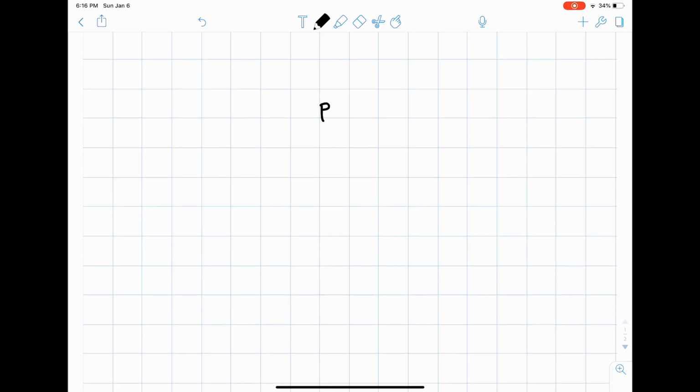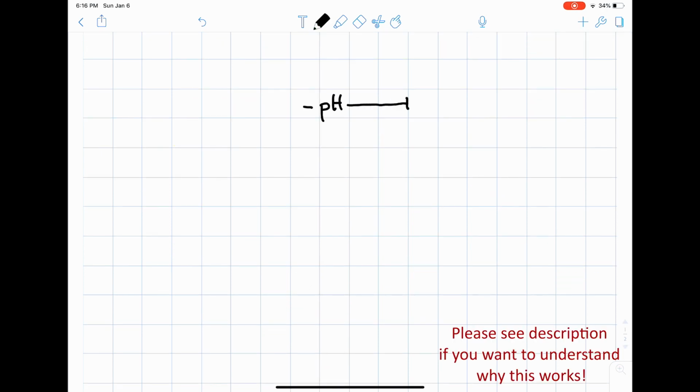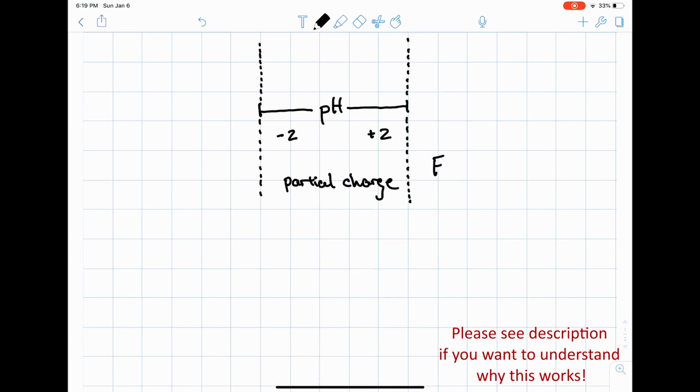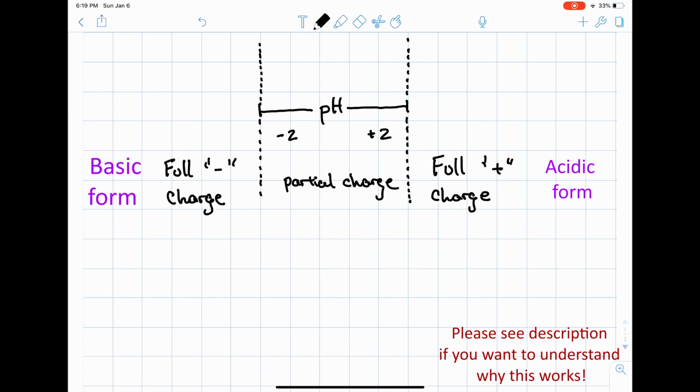I first write the pH and then I set up a range of plus and minus 2. These regions will be compared to the given pKa values to determine whether or not the charges are full or partial. If the pKa is inside the pH range, then the group will have a partial charge. If the pKa is outside the pH range, then the group will have a full charge. Now, given the charge is full, meaning it is outside the pH region, the side that the pKa is on relative to the pH will also determine the type of charge the group will have.